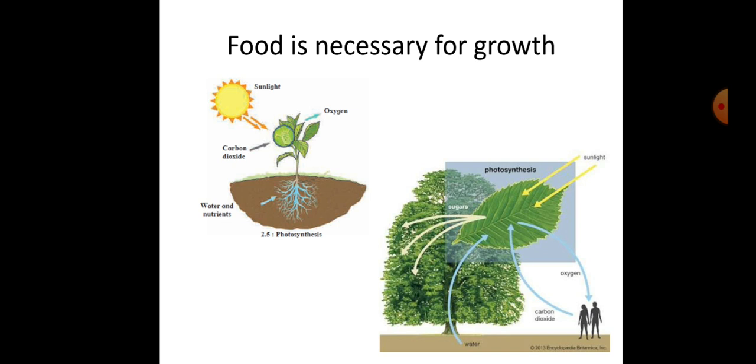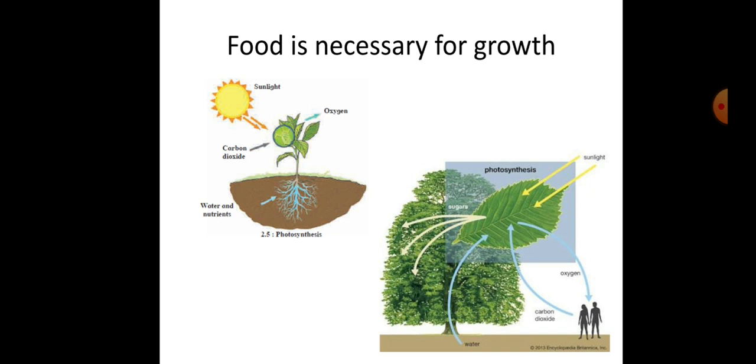Okay. Now the next important thing is how can the living thing grow? Food is very necessary. Without food, no activity can be done inside our body because food gives us the energy. So food plays a very important role for growth. So how do the various living things get the food?